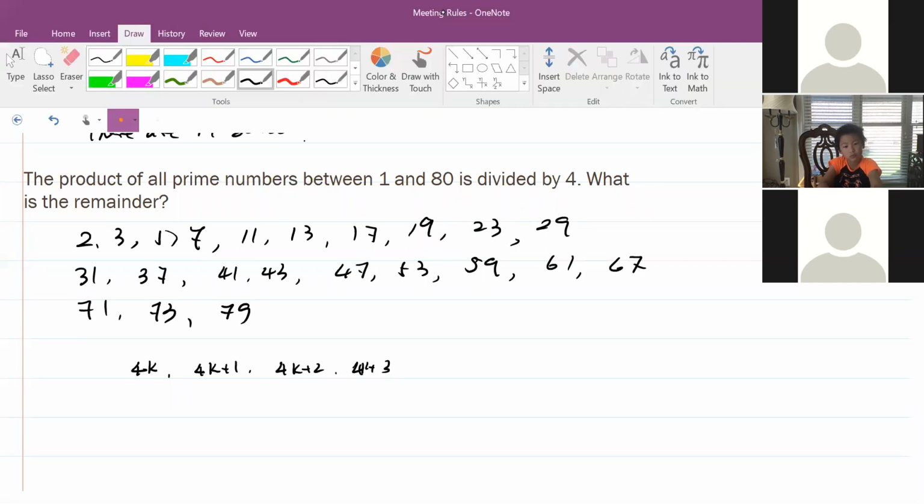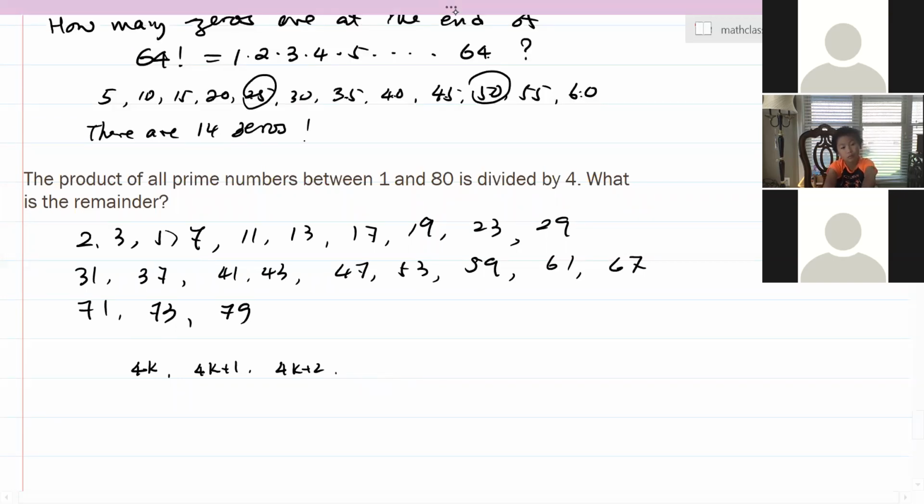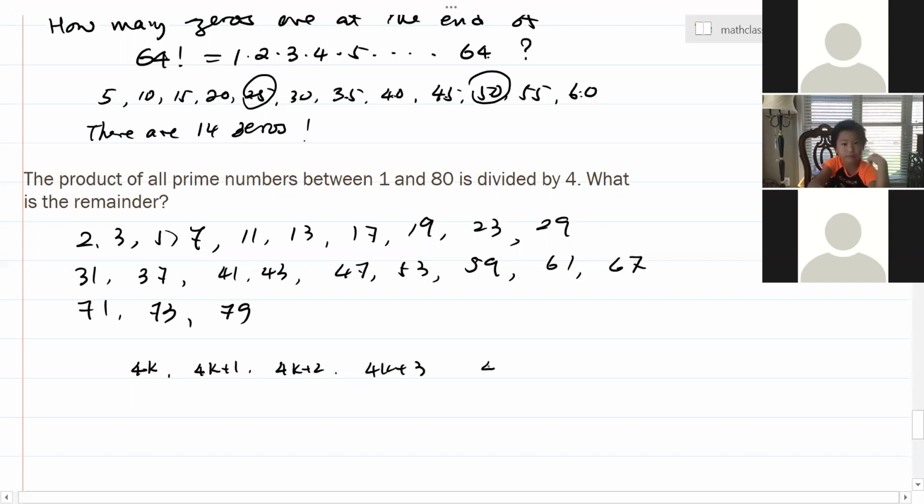Then you get another multiple of 4, then you have 4(k plus 1). So those are the multiples of 4. And between them, you have 3 numbers which are not multiples of 4. If you divide by 4, you get a remainder 1, 2, 3, right? So this is an odd number, this is an odd number, okay? This is an even.